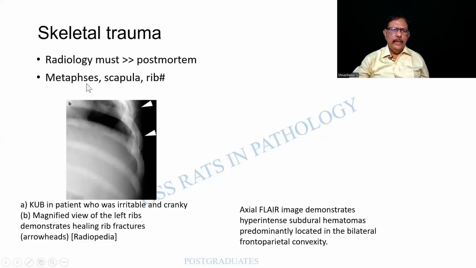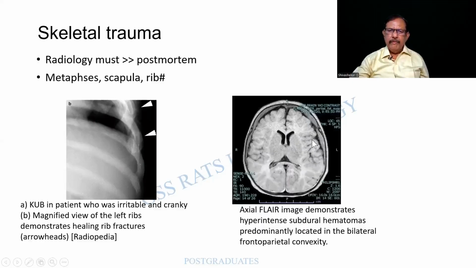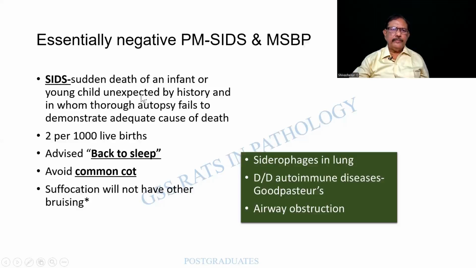The skeletal trauma. Radiology is a must before the post-mortem, and these are the regions that should be examined. I told you earlier the picture of the ribs, wherein I find that there are multiple fractures. In a trauma, it will be unilateral and unifocal, whereas it can be bilateral and multiple in a case of intended trauma. And this is one. I find that there is a bilateral subdural hematoma that is there, predominantly located in the basal frontoparietal convexity. Thanks to Radiopedia for these pictures.